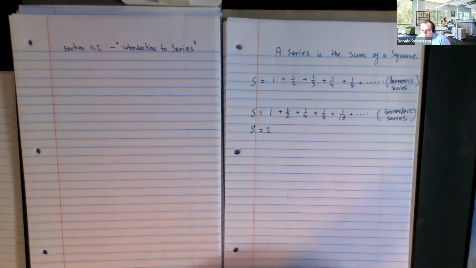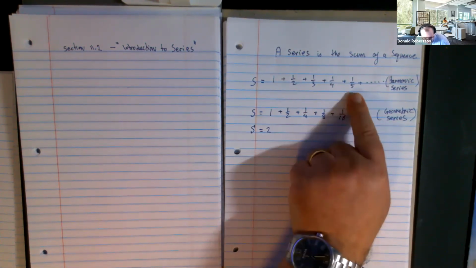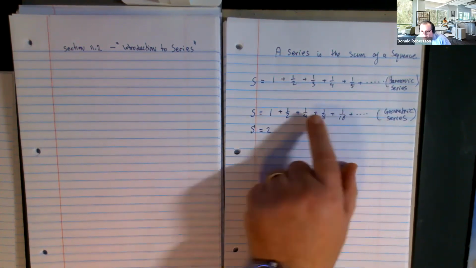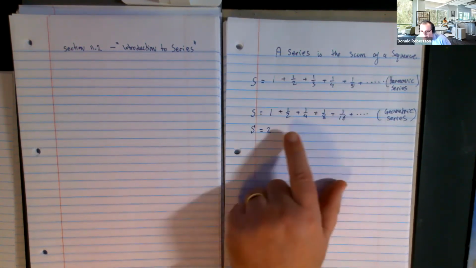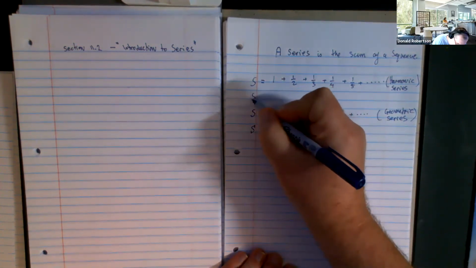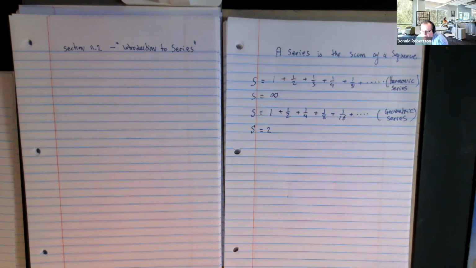In other words, by the time you get to the 5th term, you're here, a 16th, whereas here you're only at a 5th. That subtle difference is enough to make this series add up to a limit of 2, and this series to basically being infinitely large. So we are going to be spending most of our time finding out, what does a series sum to? Does it sum to a number like 2, or does it sum to infinity?